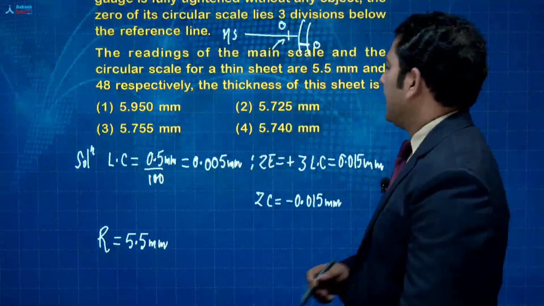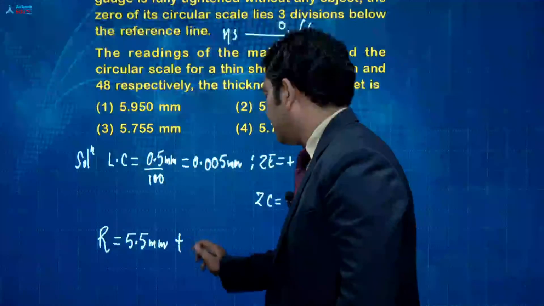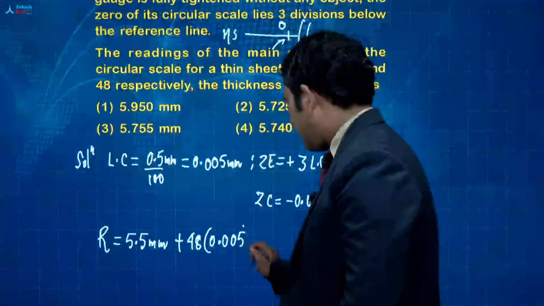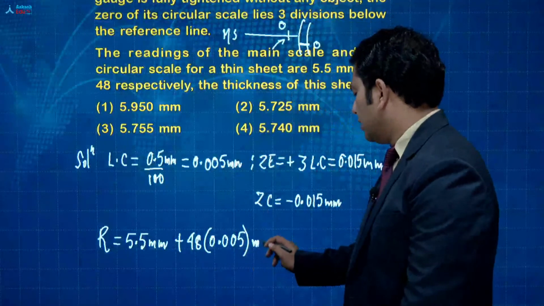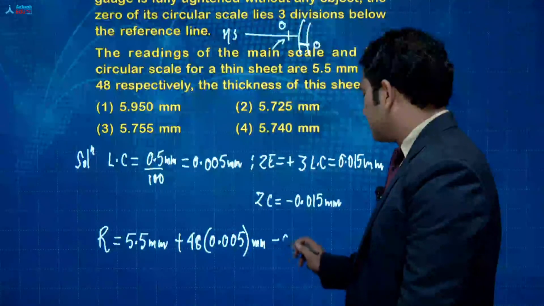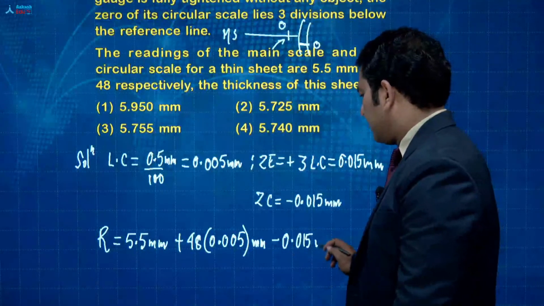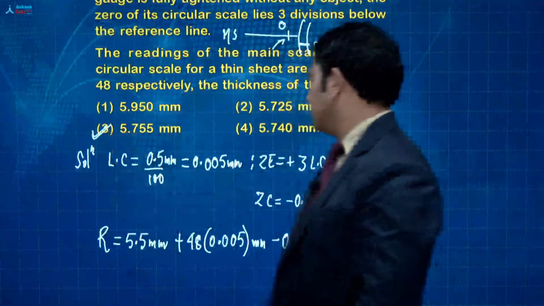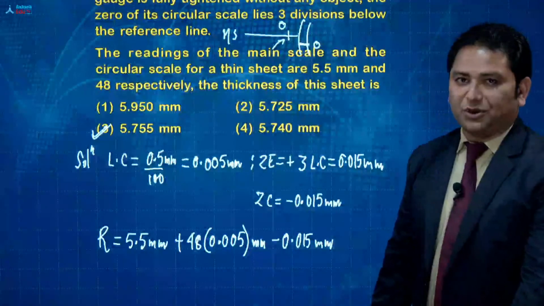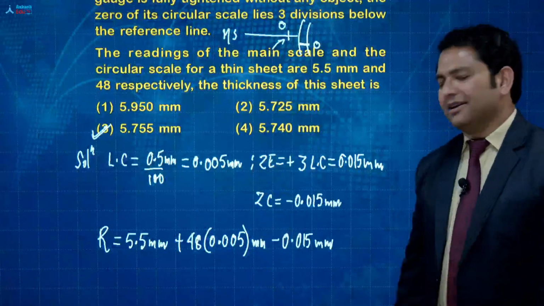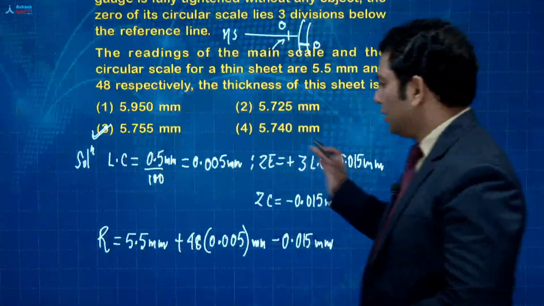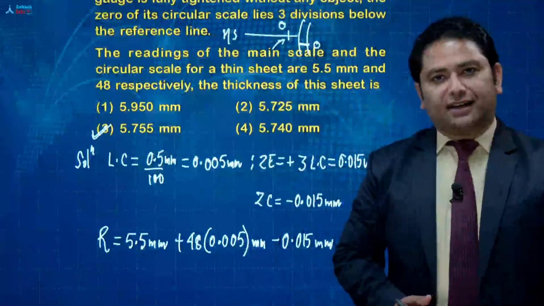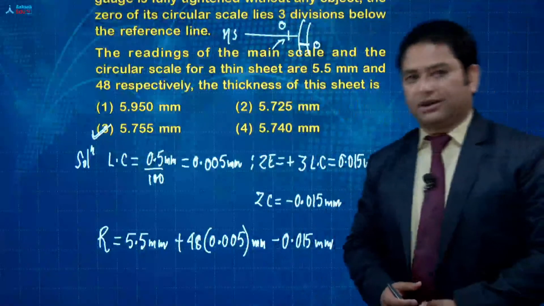आगे देखते हैं. And 48. So that will be 48 multiplied by the least count 0.005 millimeter. Or zero correction is added, but eventually minus 0.015 millimeter. And when you do that, option number 3 is going to be your correct option. That's how we do it. The calculation part, you can easily handle it, but the whole idea behind 0 error, the correction, positive 0 error, negative 0 error, that is very much important.